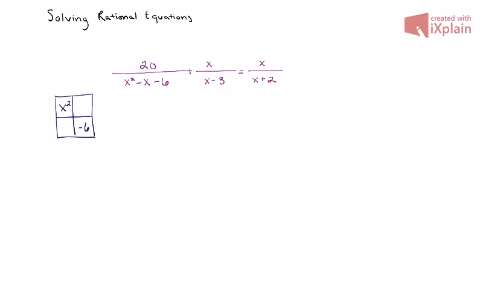But just in case you don't, I'm going to set up the box method over here on the left. And I can break x squared into an x times x. I'm going to take a look at my negative 6 here. And I know that since it's negative, one of the signs is going to be negative and one of the signs is going to be positive, because a negative times a positive will give me a negative value back.